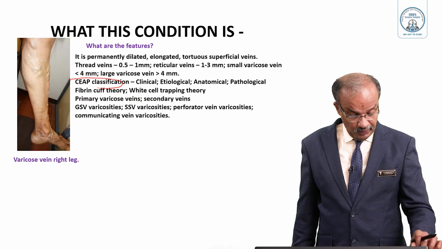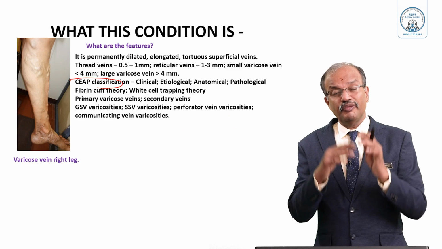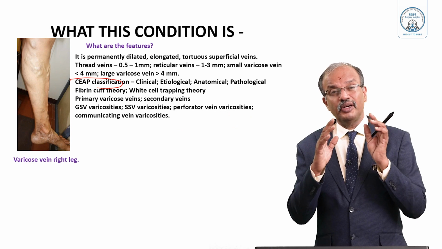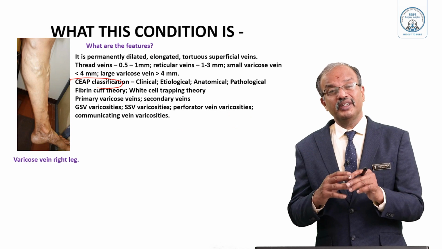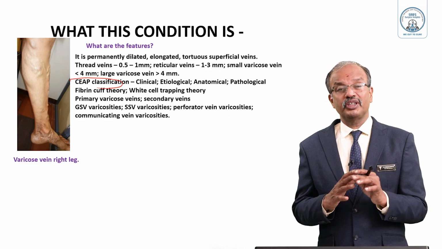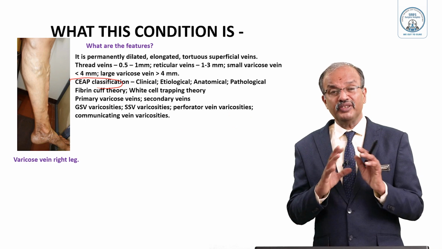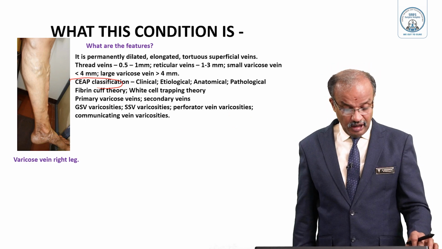Most important: how to manage? Doppler is very important, venous Doppler. Then the different treatments: laser therapy or radiofrequency ablation, Trendelenburg operation, perforator ligation, all those things are very important. Doppler is a must before surgery. DVT has to be ruled out before doing anything. Sclerotherapy is also very useful. So different procedures are there for varicose veins.